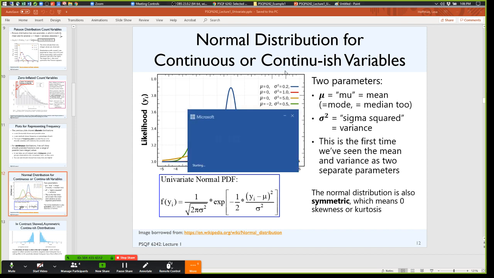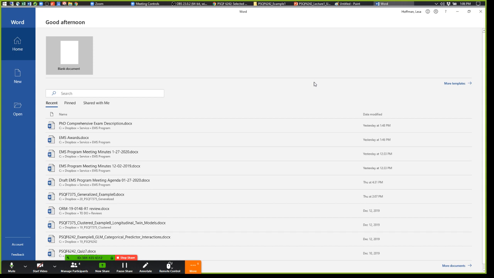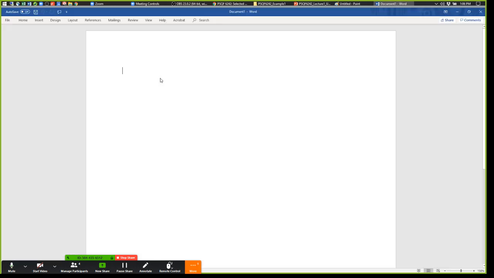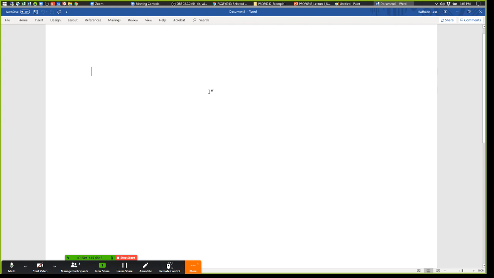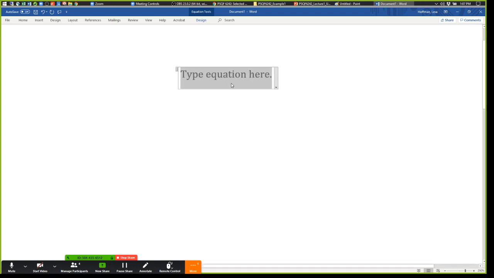Let me just show you real quick for those of you who don't, because hunting and pecking for special symbols is really annoying. So I'm just going to pull up a Word document. All Office products do this. I'm guessing the Mac versions and OpenOffice have this too. If you hit Alt and then the equal sign, a box pops up like this. Yeah, Alt equal sign. Inside the box, type equation here.